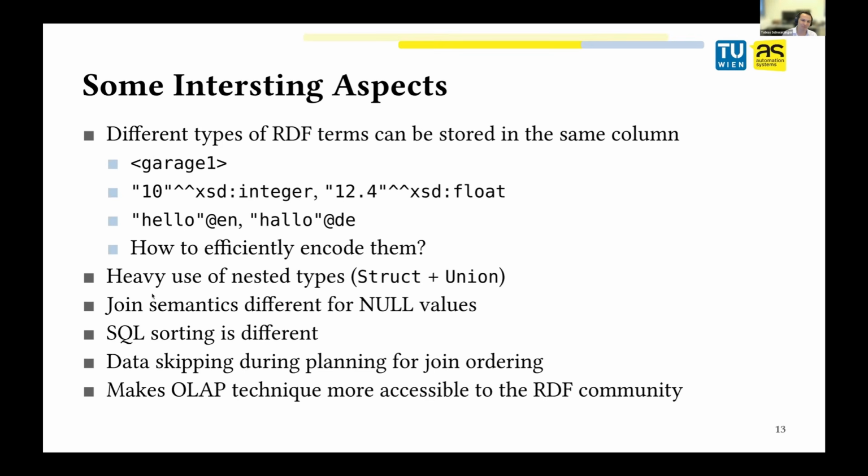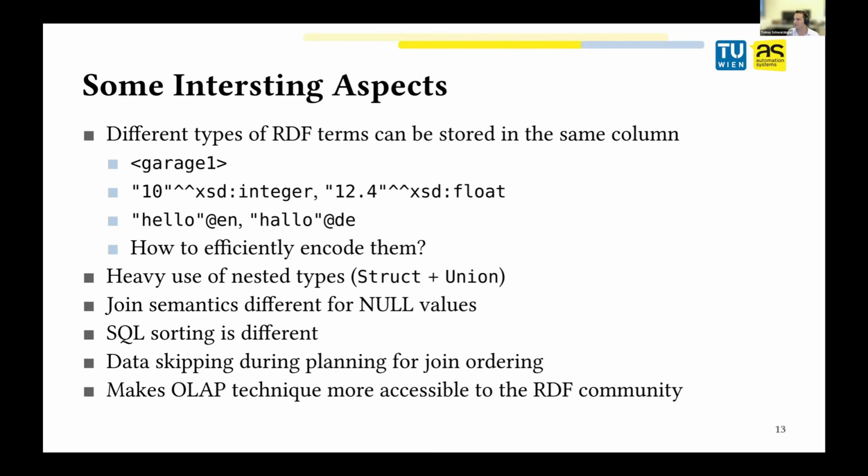And then the join semantics are a bit different if you have null values in there. Then the sorting also makes some problems because we have to, for example, compare floats and integers in the same column. And yeah, maybe what's interesting for database folks out there is that we're doing data skipping during planning. I had a quick question in Discord for that. So as a reveal, this actually works. Because we have this huge triple table, we somehow have to get statistics in order to figure out which triple pattern we evaluate first.